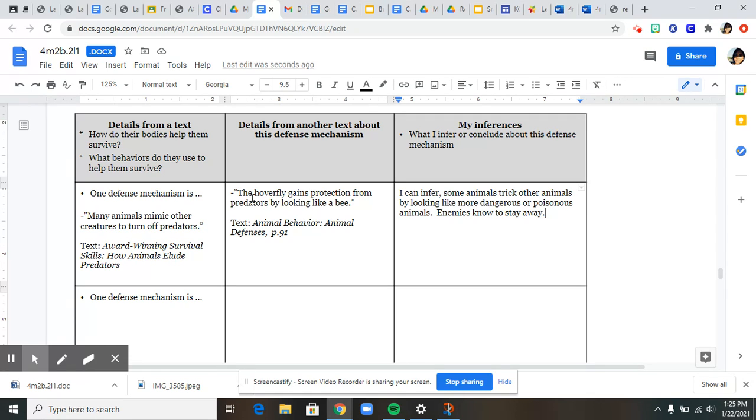Find a quote from a different text that also talks about the same animal defense mechanism. Put the name of that different text, because we're synthesizing. And then tell me what both of these quotes infer. What does this prove? What does this mean? Okay, guys, I hope this helped you to better understand how to fill out your graphic organizer. Make sure that you get quotes from different text.